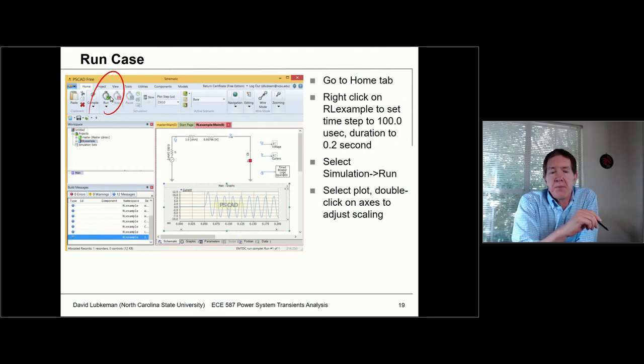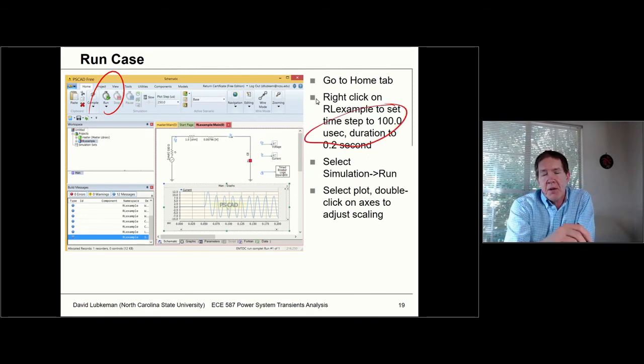If you hit the run icon, you can go ahead and run your case. I think in the case of my example, I was running this at a resolution of 100 microseconds. Obviously, the smaller the time step, the longer it'll take to run, but you get more accuracy that way.